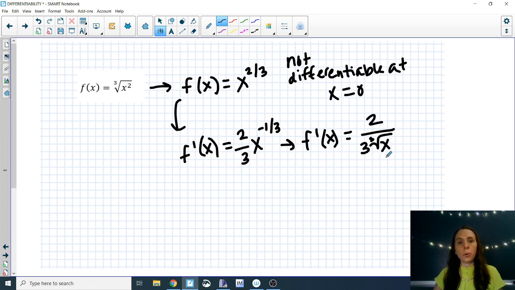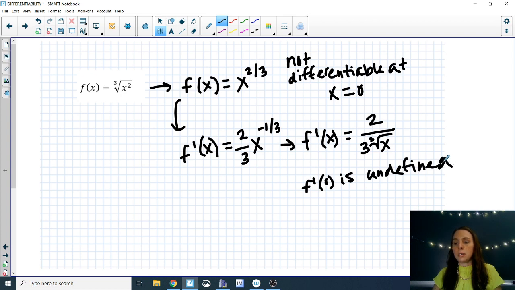That equation has restrictions on the x, right? You cannot plug 0 in for x. You can't sub 0 in here. f prime of 0 is undefined. An undefined derivative indicates that the original function is not differentiable at that point.